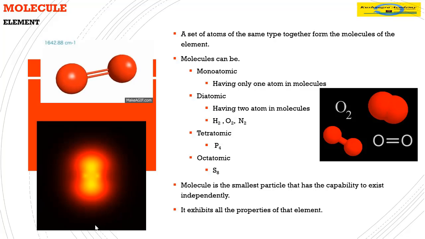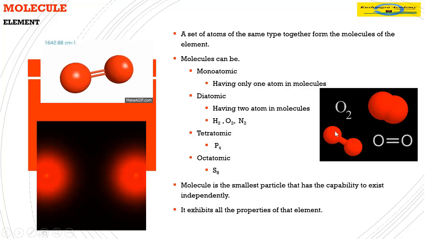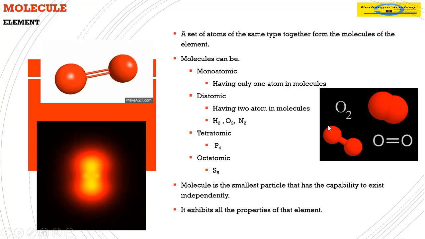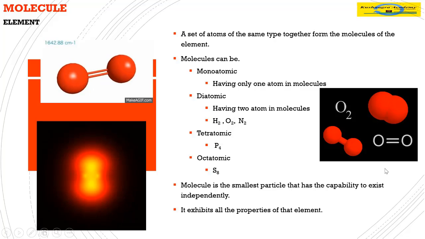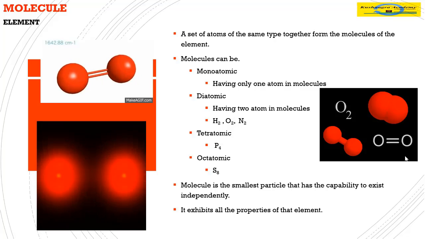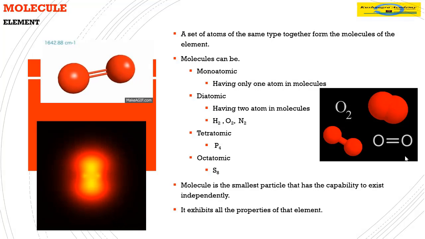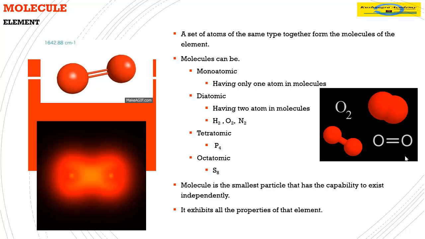What is a molecule? A set of atoms of the same type together form the molecules of the element. For example, here one atom is of oxygen, another is also of oxygen. When they combine together, they form the molecule of oxygen. So when two atoms of the same type or of different types combine together, they form molecules. So molecules can be of different types.